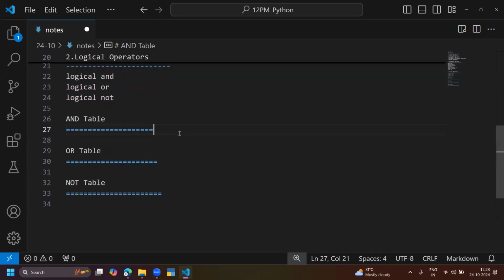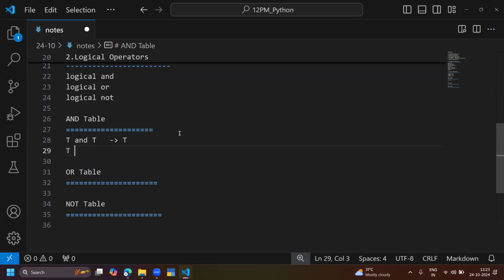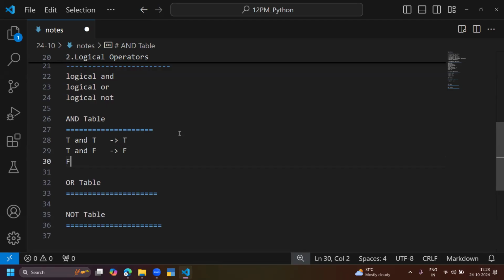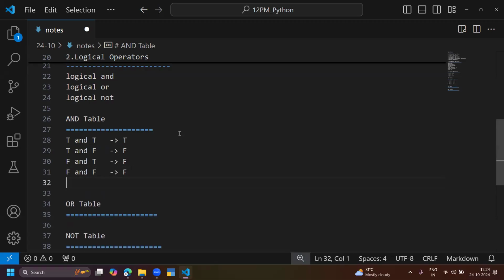Basic fundamentals. What is the AND table? True and true is true. True and false? False, exactly. False and true is false only. False and false is false only. So finally, what is the rule of the AND table?